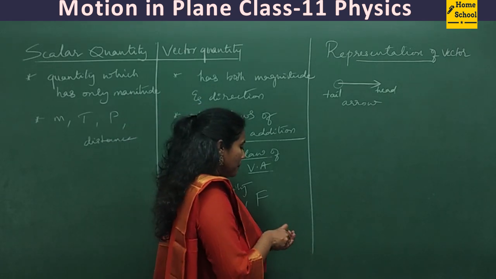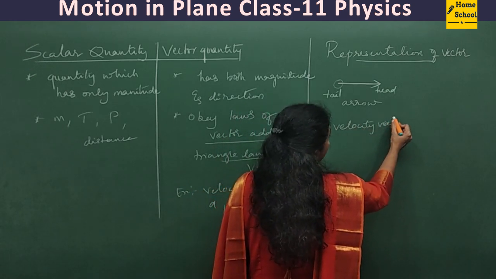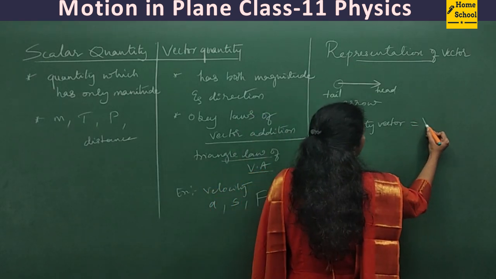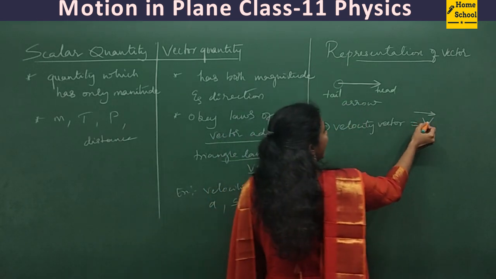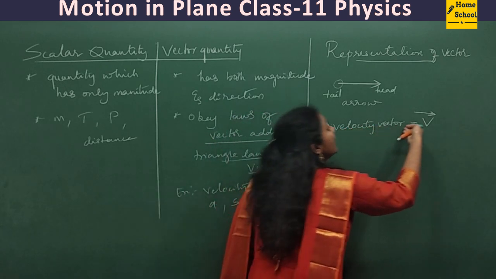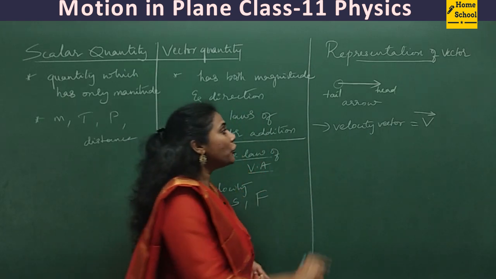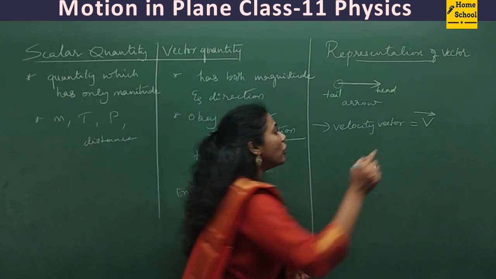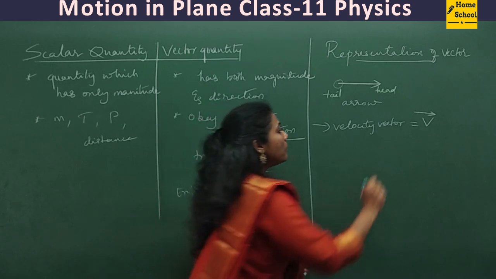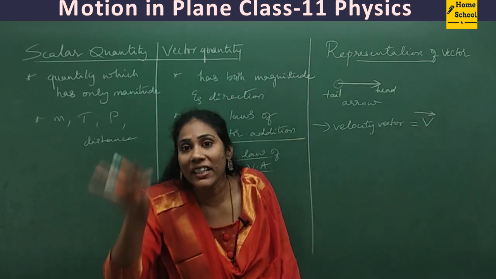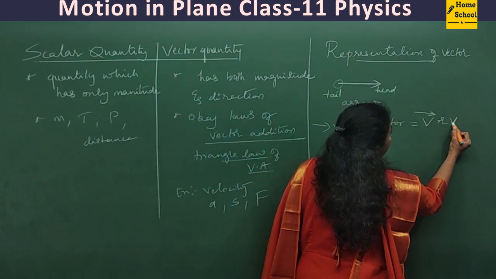Say for example, velocity is a vector, right? I'll call it velocity vector. So how do I represent velocity vector? We write the symbol V and then above the symbol, an arrow. So this says that it is the velocity vector. Instead of writing the words velocity vector, you can just use this symbol. To tell something is a vector, on the symbol of that quantity, we just write an arrow. So the moment I write this, it is confirmed that it is a vector quantity. It's a velocity vector.